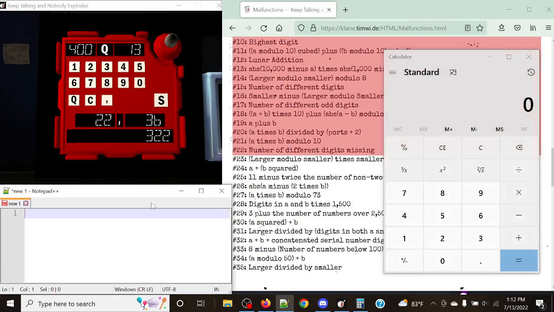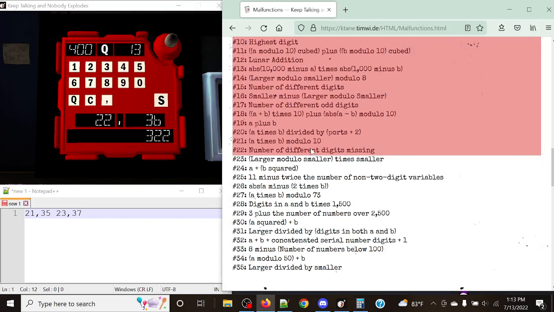So let's actually take a look at the other possibilities that we have here. So we have 21 and 35, and then we also have, for example, 23 and 37. Let's actually try 37 because we need to go a bit higher. So 37 modulo 23 is going to give us the exact same result of 14. But if we do 23 here, this gives us the result of 322. Bada bing, bada boom. So now, what we've determined here is that this is larger modulo smaller times smaller. We've determined our function.